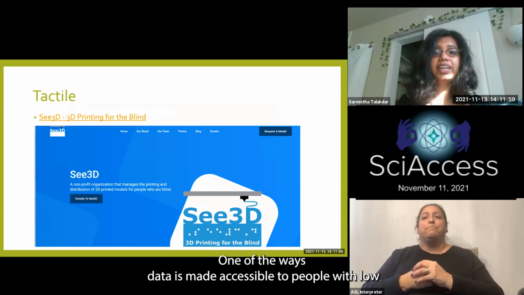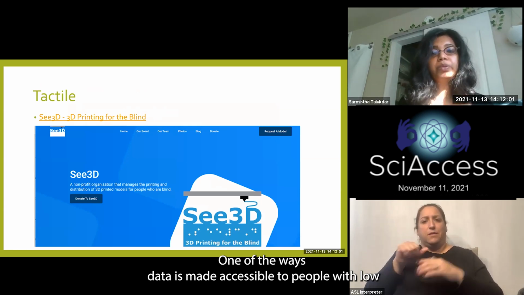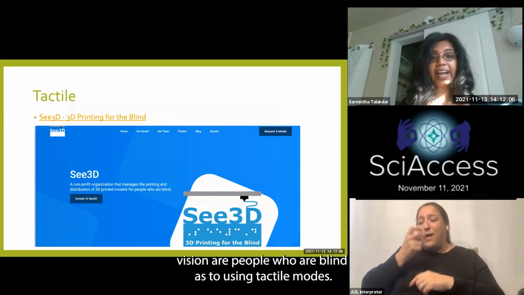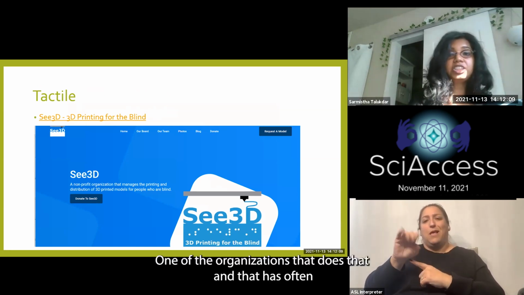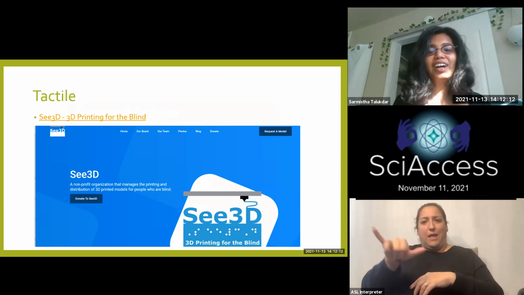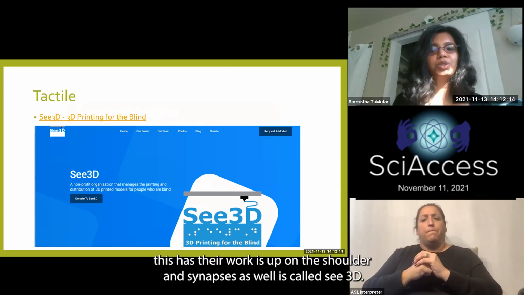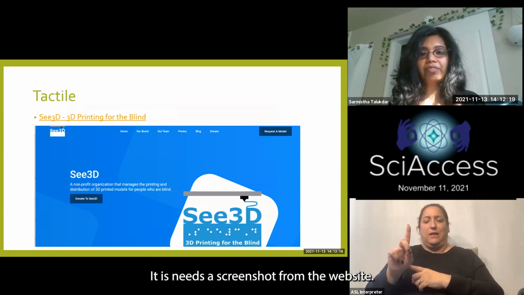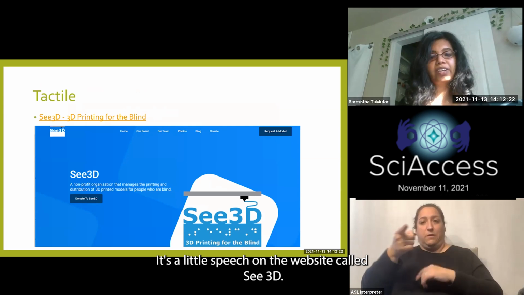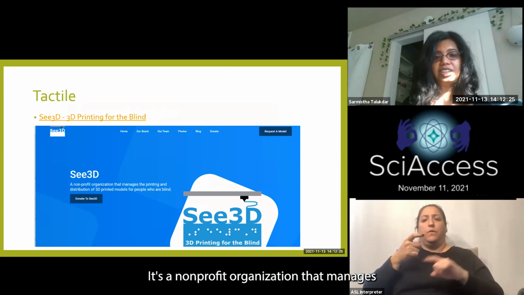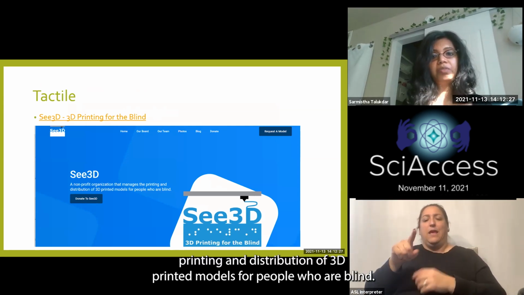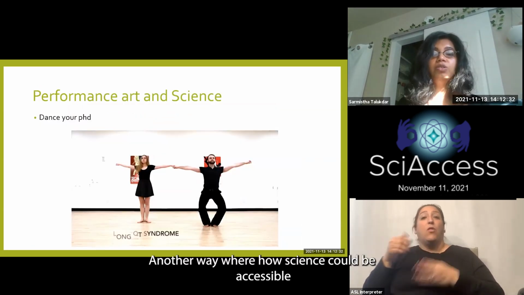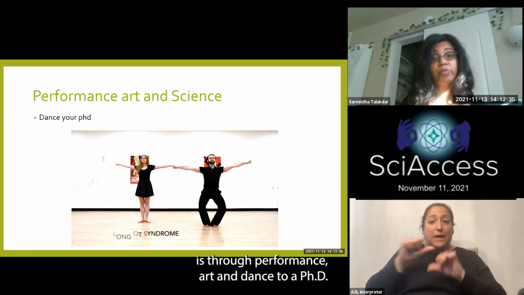One of the ways data is made accessible to people with low vision or people who are blind is through using tactile modes. One of the organizations that does that, and whose work has often been shown at SciAccess as well, is called C3D. There's a screenshot from the website. It's a blue screenshot of the website called C3D. It's a nonprofit organization that manages printing and distribution of 3D printed models for people who are blind. Another way science can be made accessible is through performance art.